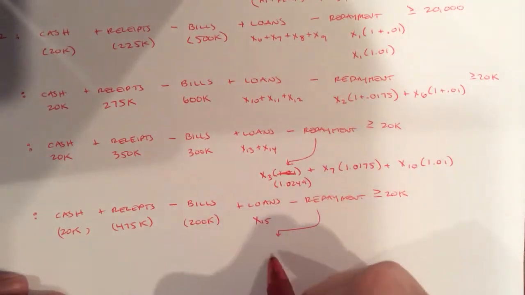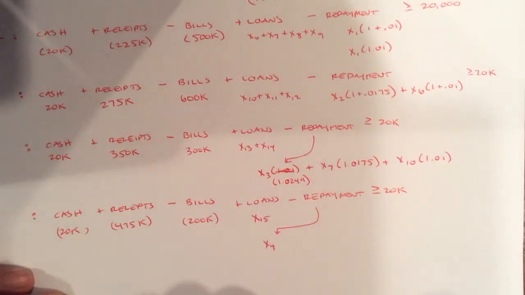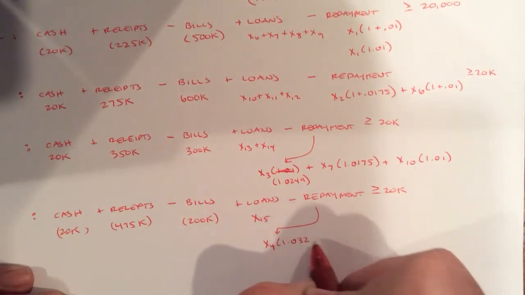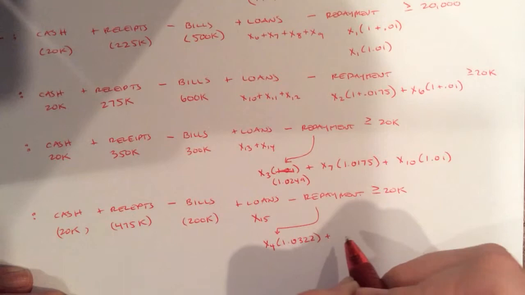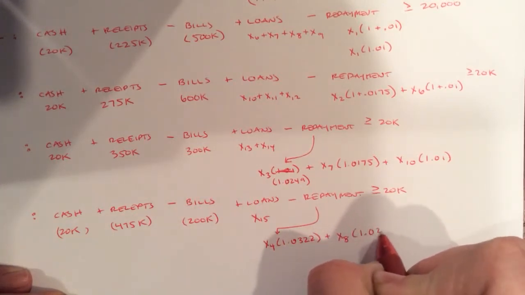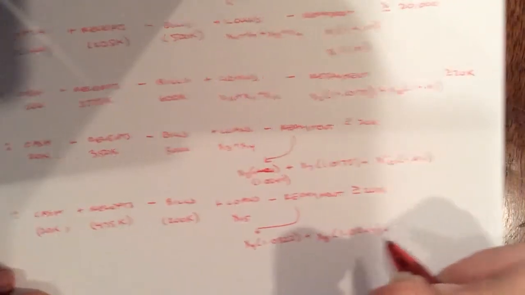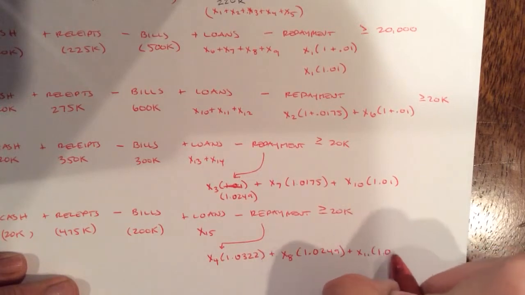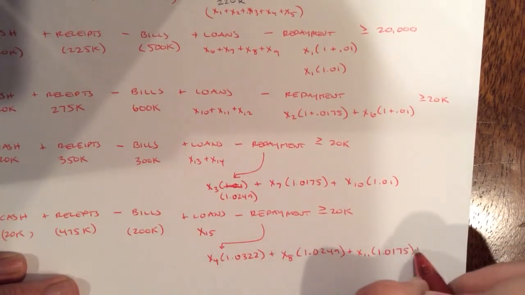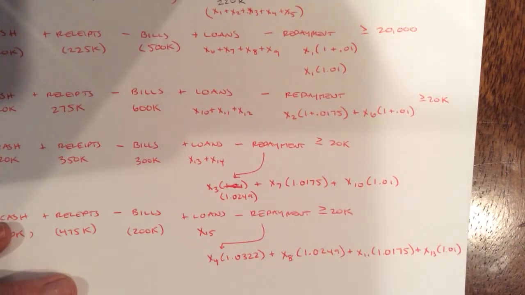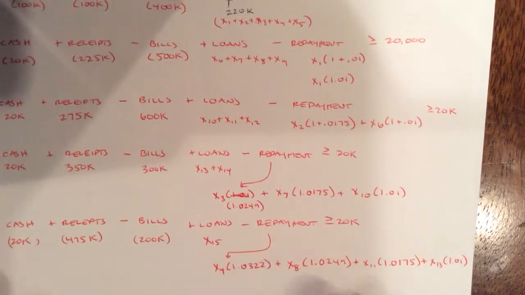x4 was a 4-month loan, and the interest rate on a 4-month loan is 1.0322, plus x8, which is 1.0249, plus x11, which was 1.0175, plus x13, which is 1.01. All right, so that's our repayment. Let's keep going.